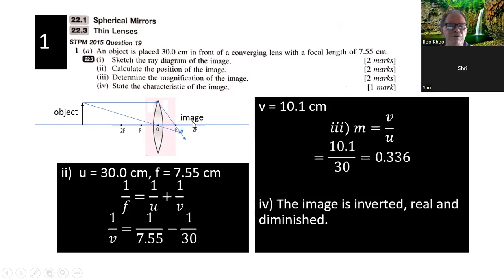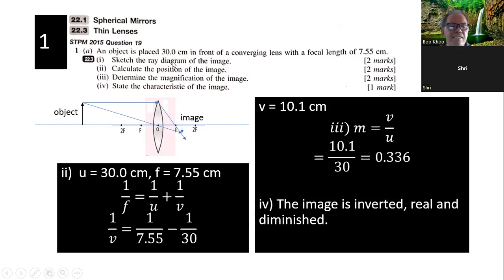Teacher, but this one now no need to memorize, right? Understand and draw better. Understand. Wherever the image is real, it is always inverted. Then whether it's diminished or magnified depends on your object distance.